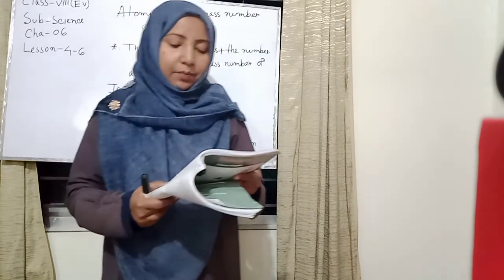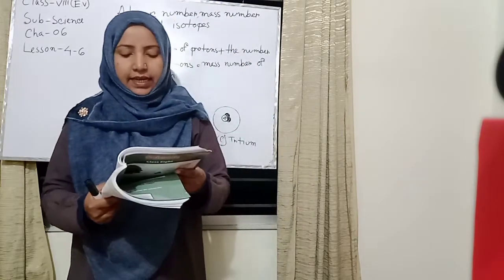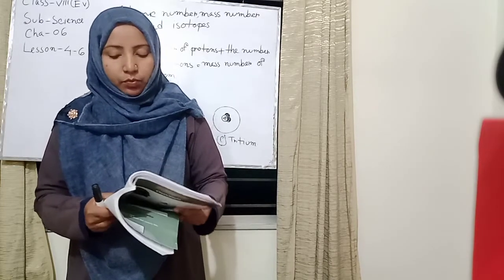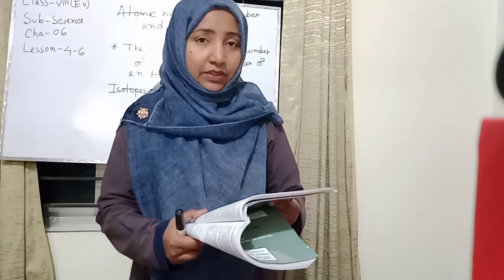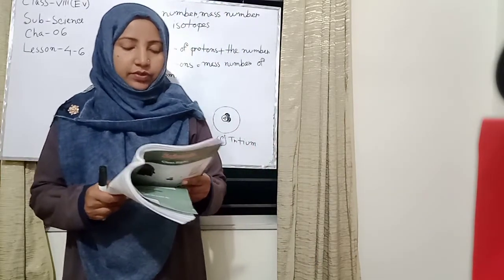To know the number of neutrons in an atom, one has to know the atomic number and the mass number of the atom. Now, the mass of the electrons in an atom is negligible. Most of the mass of an atom is due to the mass of the nucleus. Again, the mass of a proton is nearly equal to the mass of a neutron. Please everyone underline these lines here. The mass of a proton is nearly equal to the mass of a neutron.